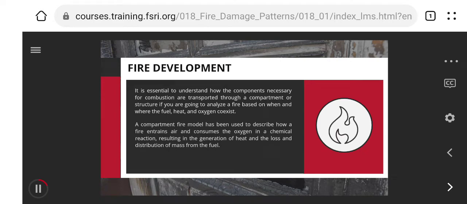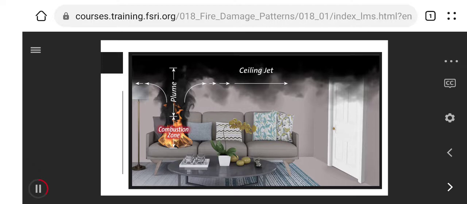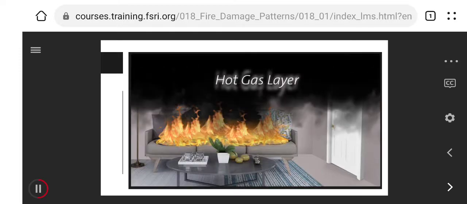Typically, a compartment fire model has been used to describe how a fire entrains air and consumes the oxygen in a chemical reaction, resulting in the generation of heat and the loss and distribution of mass from the fuel. The heated gases generated by the fire are less dense than the surrounding air. As a result of this buoyancy, these gases rise to the top of the compartment. Once the gases impact the ceiling, they flow across the ceiling, forming a ceiling jet. As the gases' temperature increases, they expand and flow under the ceiling until the ceiling jet reaches the walls of the compartment. The walls constrain the hot gas flow, causing a hot gas layer to form.